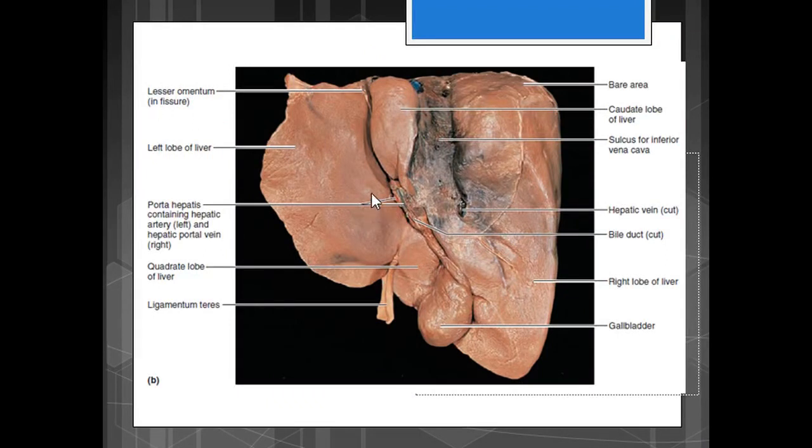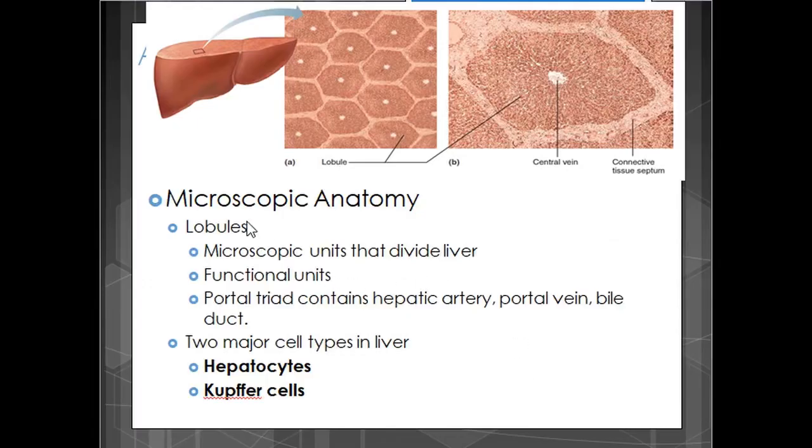So we have here the hepatic artery. Take note, guys, that the hepatic artery supplies 25%, as compared to the portal vein, which supplies 75% of the blood that is received by the liver. If you remember, we mentioned that the liver is functionally complex because it performs a lot of functions. However, structurally, it is actually simple.